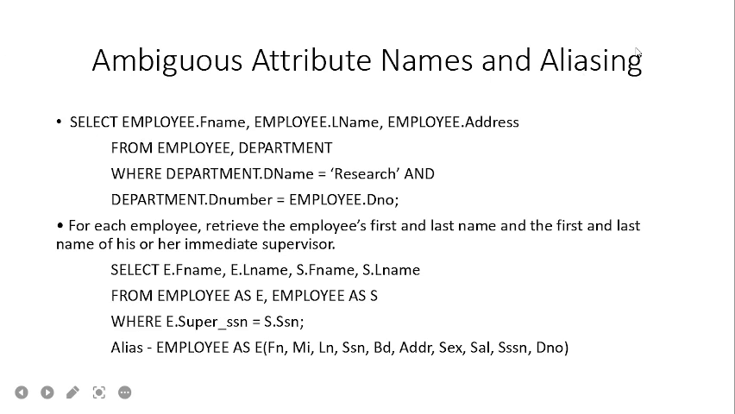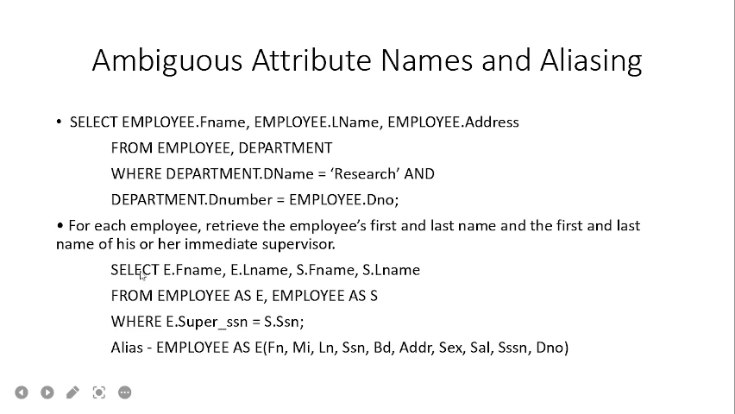We can use aliasing for that also. Aliasing means we can give new names to relations and attributes if they are ambiguous. For example, a query: for each employee, retrieve the employee's first and last name and the first and last name of his or her immediate supervisor. So we need to retrieve the employee's first name and last name and the first name and last name of the employee's immediate supervisor.